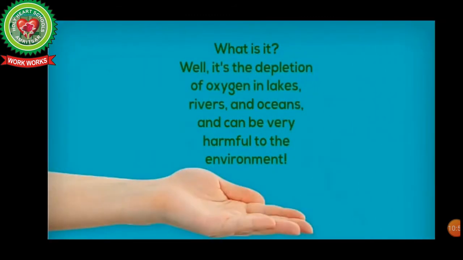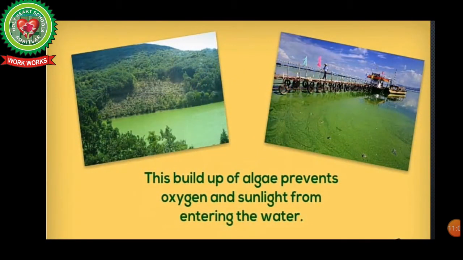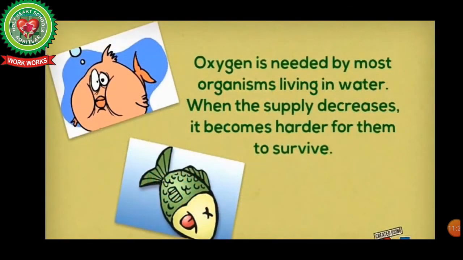Now, what is it? Well, eutrophication is the depletion of oxygen in lakes, rivers, and oceans and can be very harmful to the environment. This build-up of algae prevents oxygen and sunlight from entering the water. This green part on the water is algae, which is present on the upper layer of the water and prevents the oxygen and sunlight from entering into the water. Oxygen is needed by most organisms living in water. When the supply decreases, it becomes harder for them to survive.